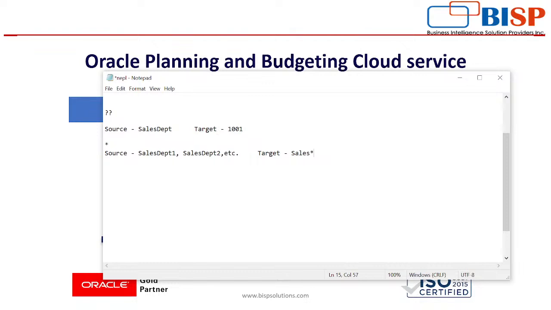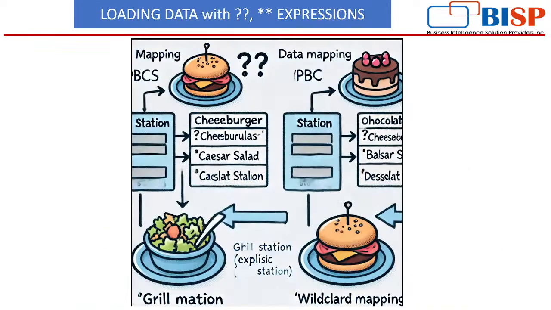Now let's break it down using a relatable analogy here. Imagine you're managing a restaurant and customers place various orders. You have a system that processes the orders and then assigns them to different kitchen stations, for example grill, salad, desserts. Now each order consists of different items, let's say the salads or the cakes or burgers. Now think of the flat file as a list of customer orders and PBCS as the kitchen stations that receive and process the orders.